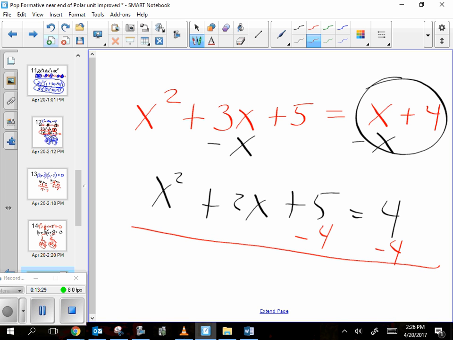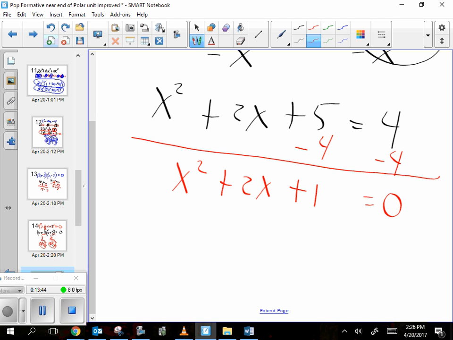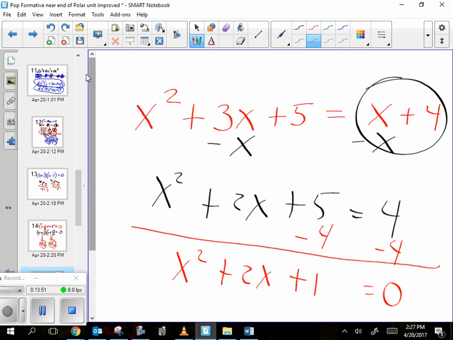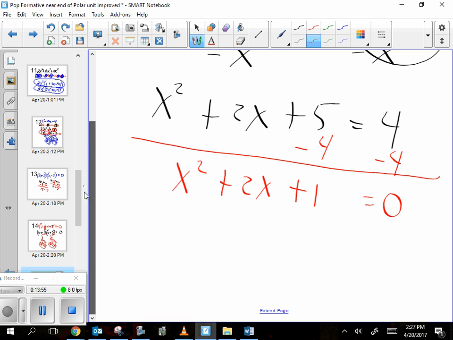You know why? Because 4 minus 4 equals 0. I wanted it to equal 0, right? And now I have x squared plus 2x. 5 minus 4 is 1. There. That was my first 2 steps. All you had to do, subtract off these 2 things. Now it's equal to 0. What do you think we're going to do next?